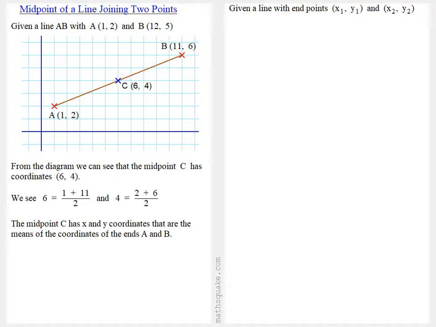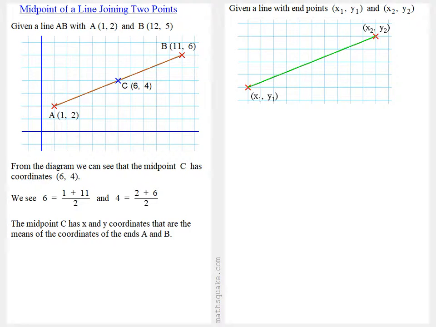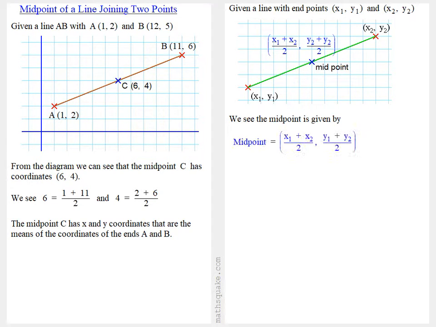So if we're given a line with endpoints (x1, y1) and (x2, y2), draw a diagram and mark the midpoint. We can see that the midpoint is given by the formula: midpoint equals x1 plus x2 over 2, and y1 plus y2 over 2.